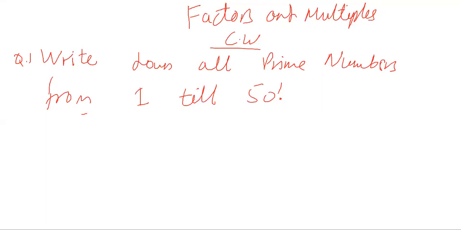Ibrahim, is it clear? You joined late. Is it clear to you what prime numbers are? Should I repeat it for you, Ibrahim? Okay, good. So write down this question on your copy and write down all the prime numbers from 1 till 50. When everybody is done, let me know.